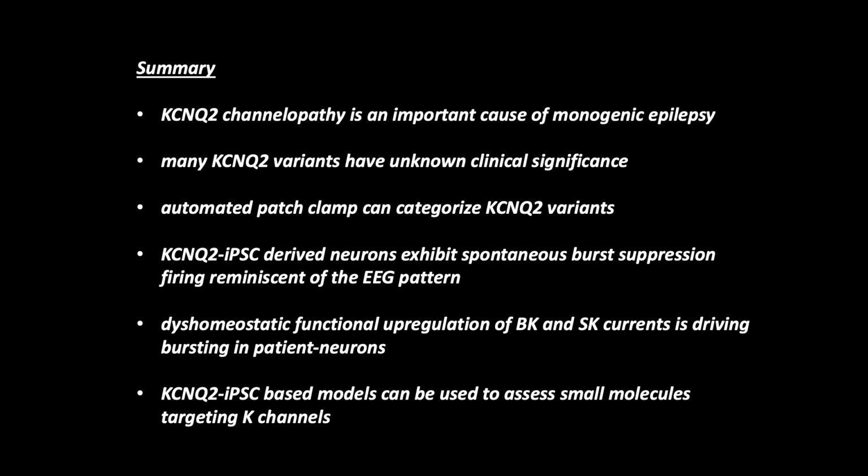In summary, I've shown you that KCNQ2 channelopathy is an important cause of monogenic epilepsy. Many KCNQ2 variants have unknown clinical significance. Automated patch clamp can categorize KCNQ2 variants. KCNQ2 iPSC-derived neurons exhibit spontaneous burst suppression firing that is reminiscent of the EEG pattern for KCNQ2 patients. Dyshomeostatic functional upregulation of BK and SK currents is driving the bursting that we discovered in patient neurons. And the question we're currently focused on is whether these KCNQ2 iPSC-based models can indeed be used to assess the efficacy of small molecules targeting potassium channels.